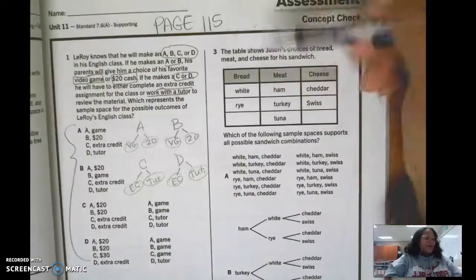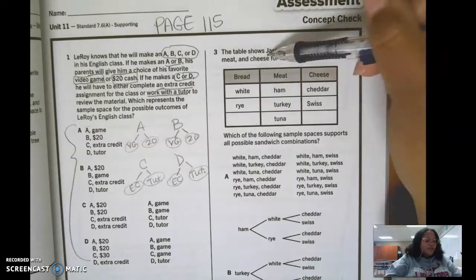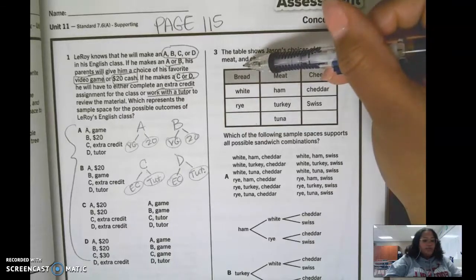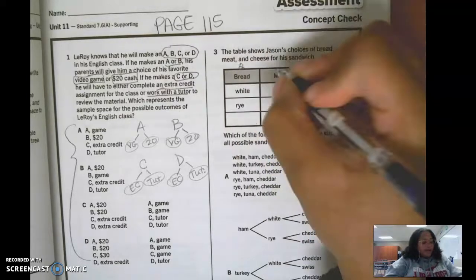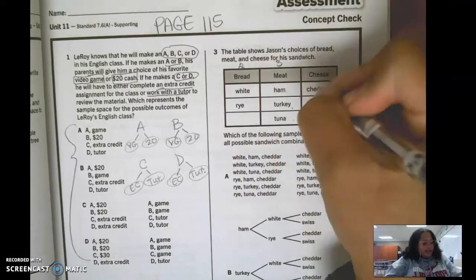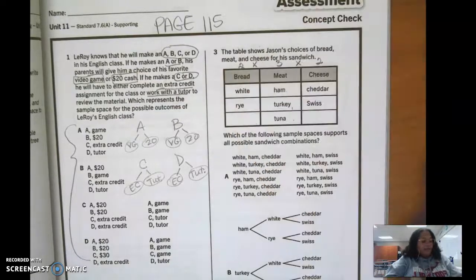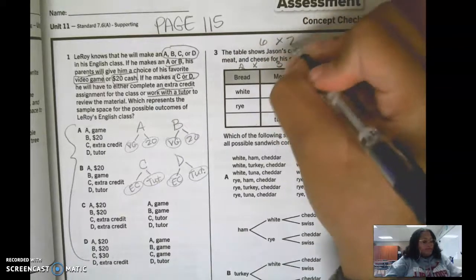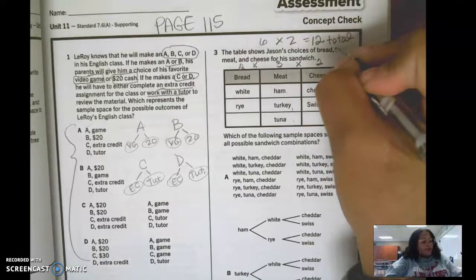Anyway, number 3. The table shows Jason's choices of bread, meat, and cheese for his sandwich. In class, we should have discussed that when you get possible number of breads, meats, and cheeses, you're going to take each one. There are 2 different kinds of breads, 3 different kinds of meats, and 2 different kinds of cheeses. I am going to multiply them. 2 times 3, which is 6, times 2, which is 12. This is my total number of combinations.